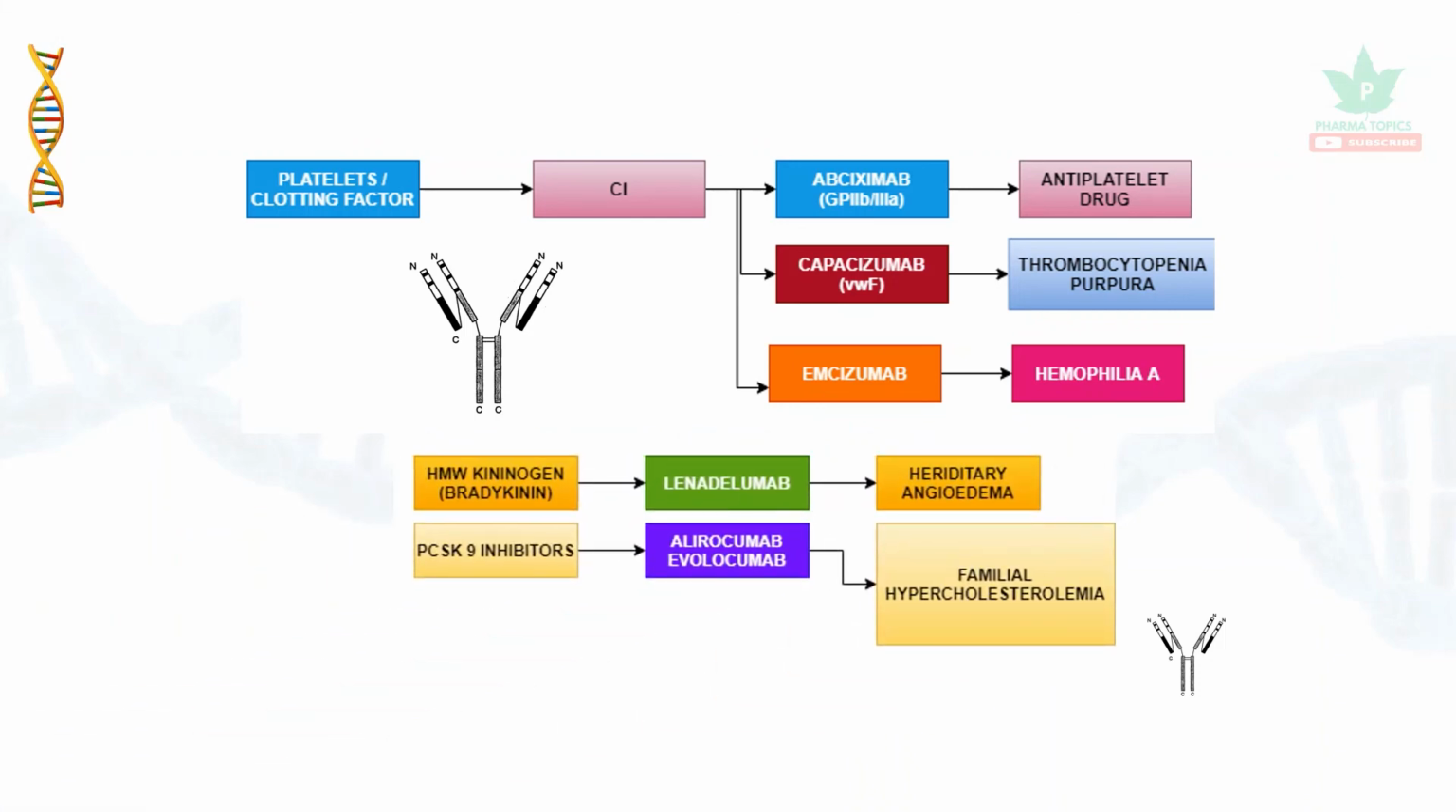Then lanadelumab is given for hereditary angioedema related to bradykinin, which inhibits the breakdown of bradykinin, and alirocumab and evolocumab are given for treatment of familial hypercholesterolemia. There were no drugs till now for familial hypercholesterolemia, but now new monoclonal antibodies have been launched. They reduce the familial hypercholesterolemia.